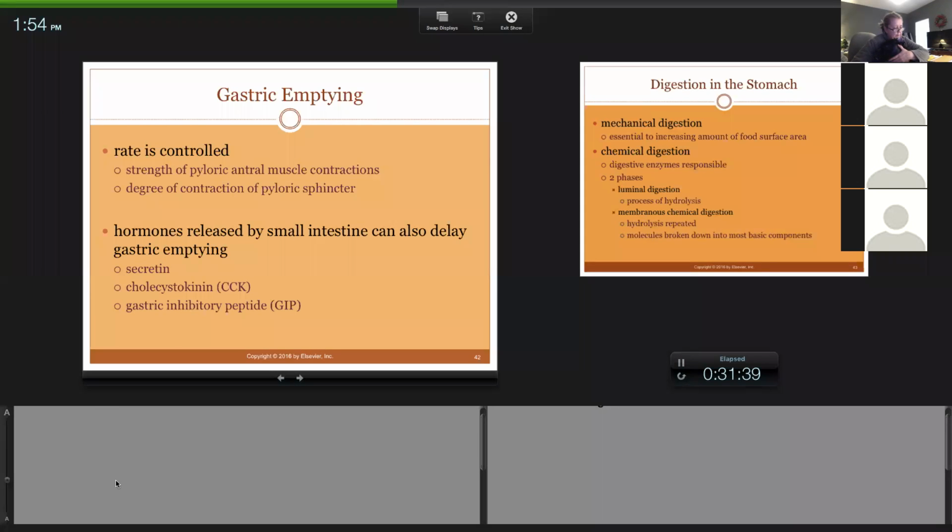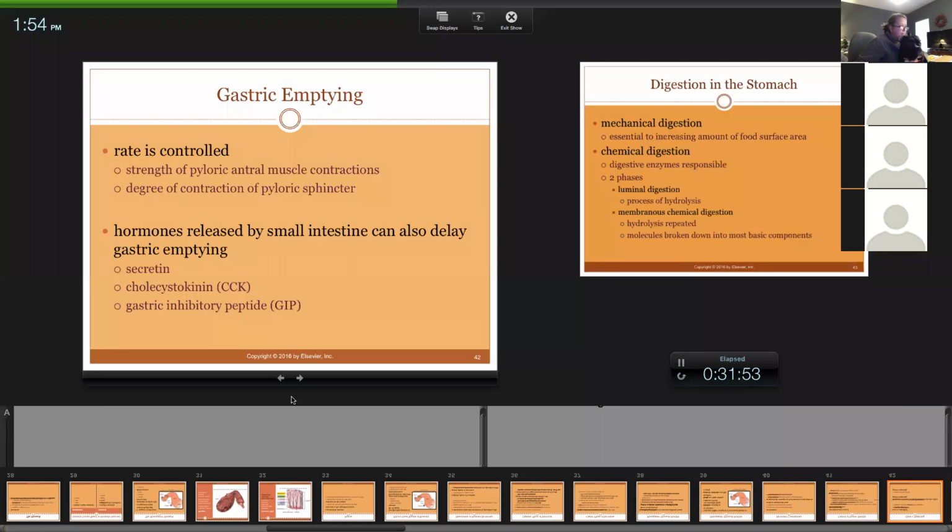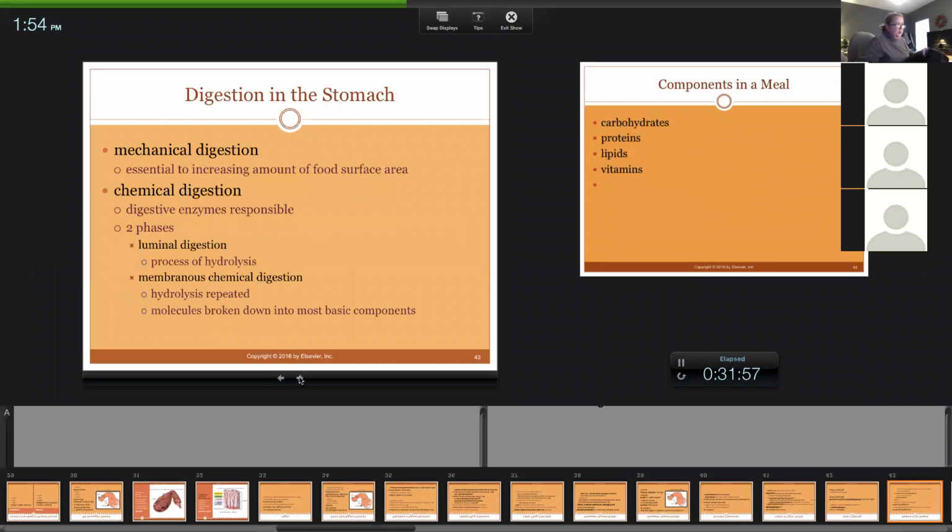Amylase, I will say for 18, is released from the pancreas and it helps digest carbohydrates. And pepsin is a proteolytic enzyme that breaks down protein. Okay, that's 20.